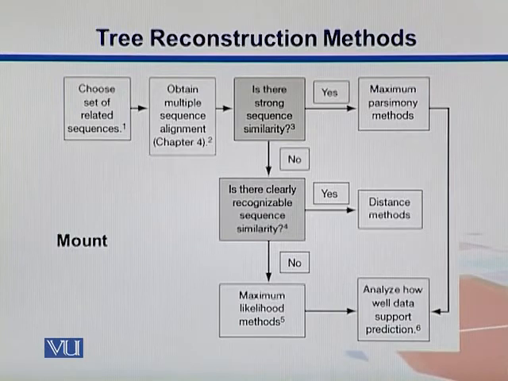If it is not high, then we can look into some low similarities, but still we can recognize some sequence similarities as we see in step 4. In that case, we will use the distance methods. If we are unable to find even some similarity, then our choice may be maximum likelihood methods. Then we analyze our results and see whether our data supports the predictions or not. So this is the overall strategy for tree reconstruction, starting with any set of sequences.